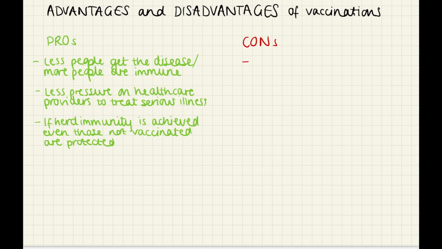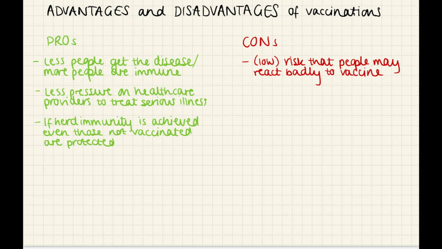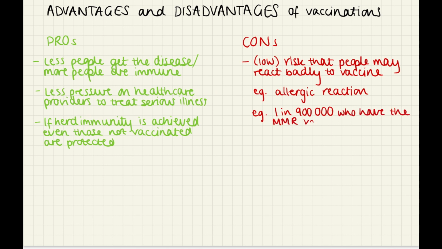And then in cons, I've put that there's a low risk that people may react badly to a vaccine. So there is the possibility of an allergic reaction. And then a little statistic for you: 1 in 900,000 people who have the MMR vaccine get a high temperature or have a fit.